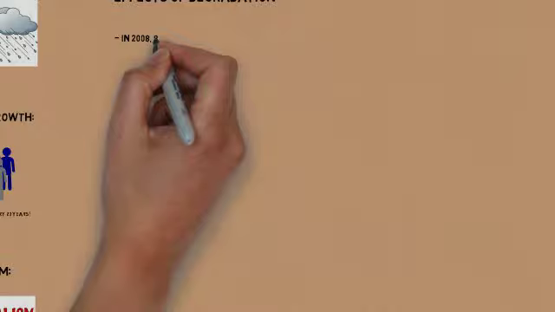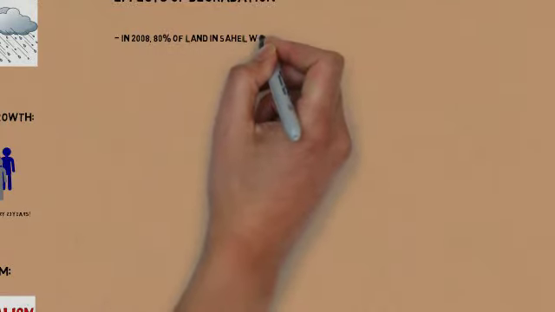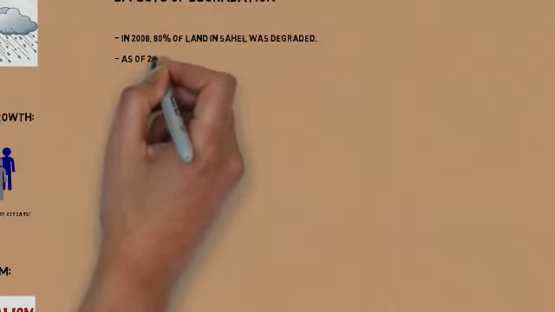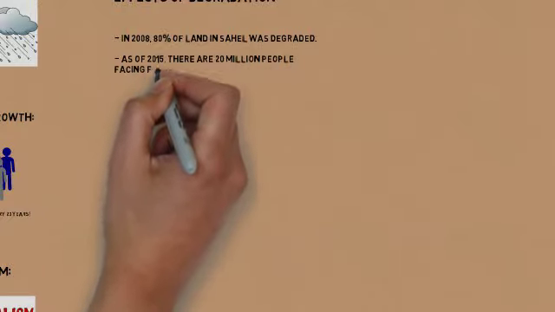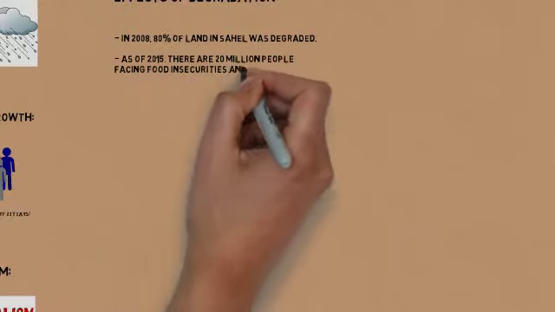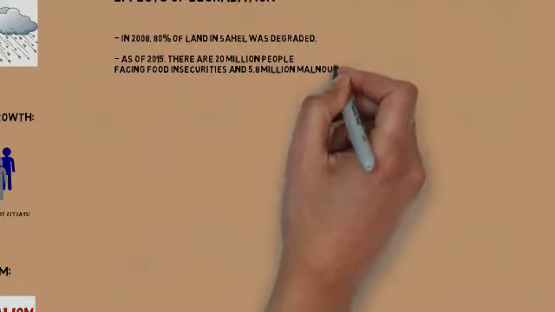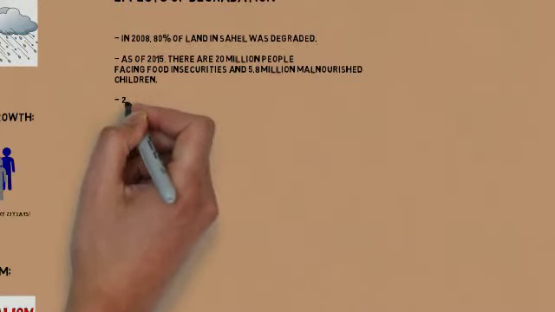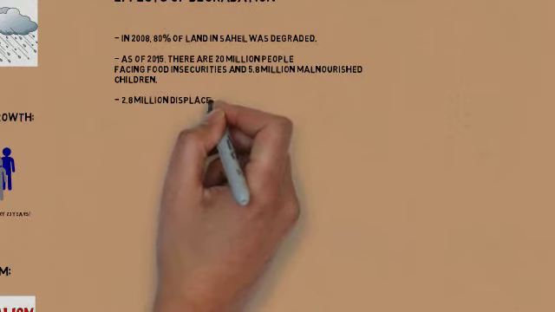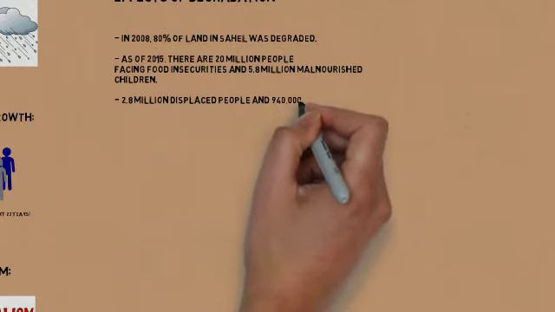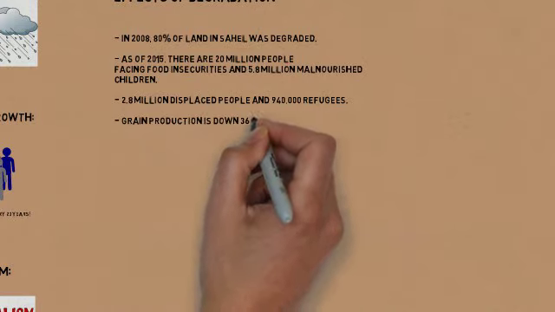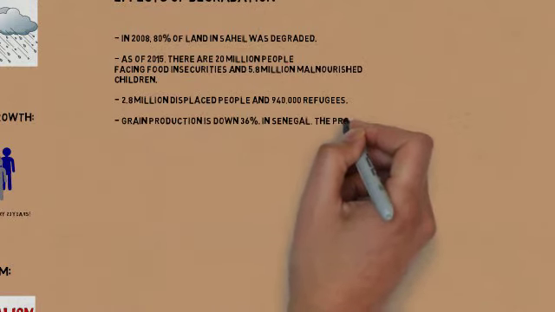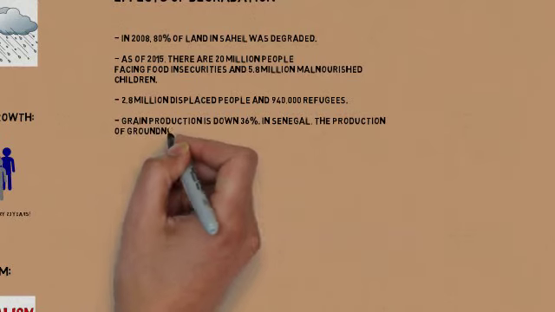In 2008, the Food and Agriculture Organization stated 80% of land in the Sahel was degraded. As of 2015, there are 20 million people, 1 out of 7, facing food insecurity and 5.8 million malnourished children, which is 1 out of 5. There's conflict, which is a major issue in the Sahel, as there are 2.8 million people displaced and 940,000 refugees. This is largely because of the events in northeast Nigeria.